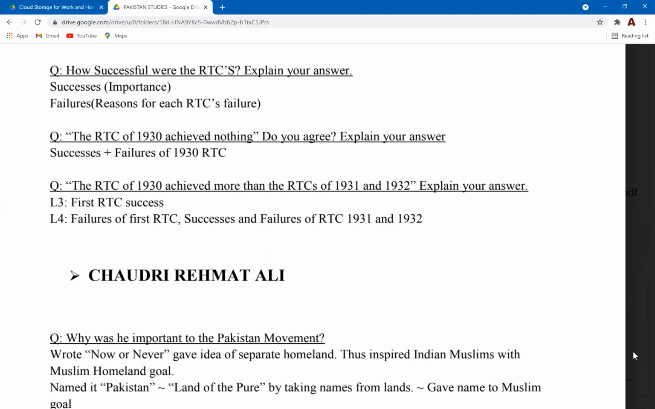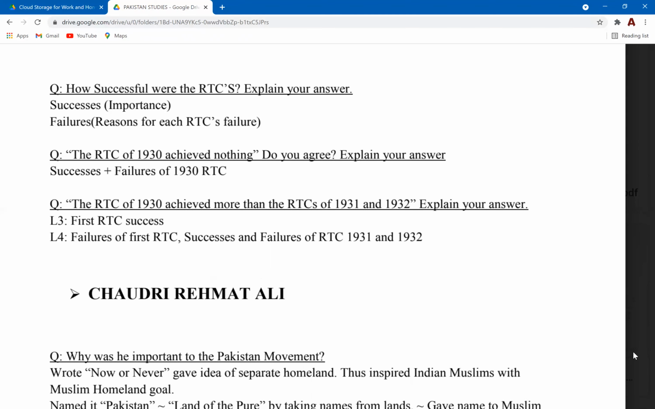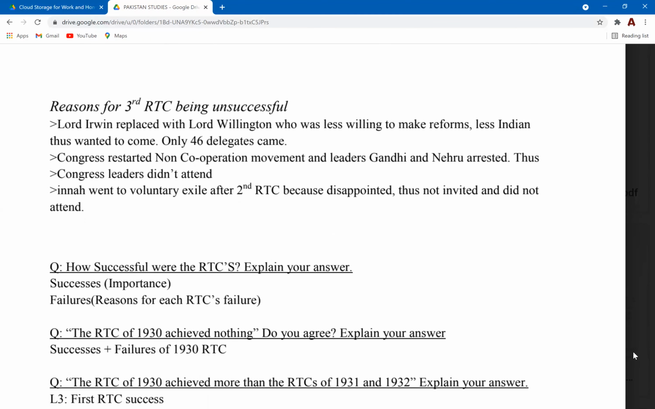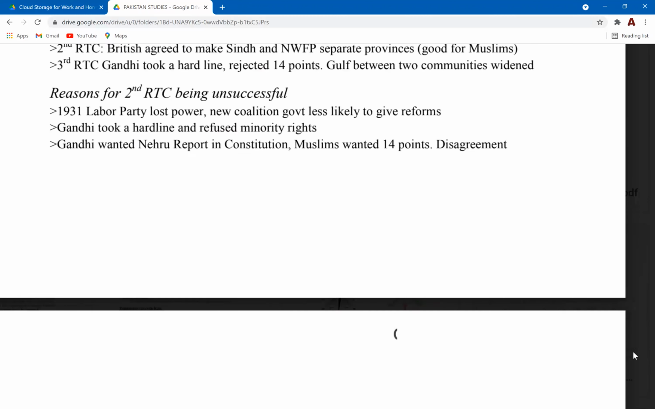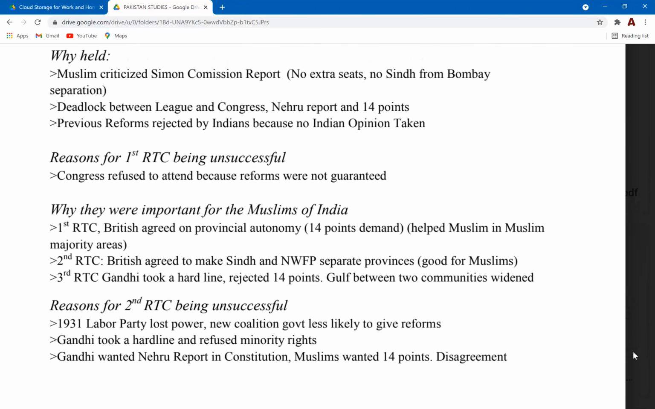Yeah, very good. So how successful were the three roundtable conferences? You have to write successes and failures. You can write 5 failures and 2 successes. Guys, if you want to know about the successes, look at this paragraph here. Why were they important for the Muslims of India? These are the successes of the roundtable conferences.